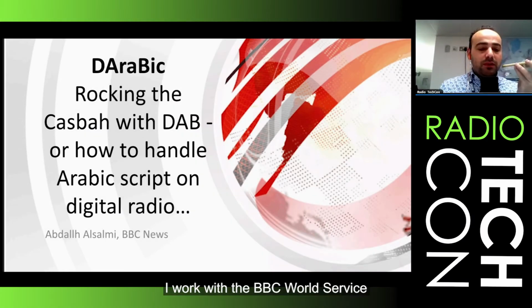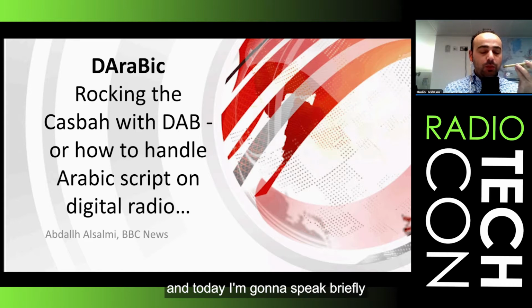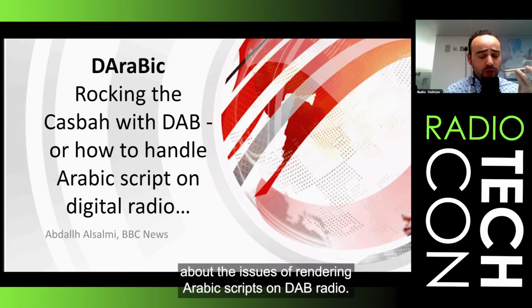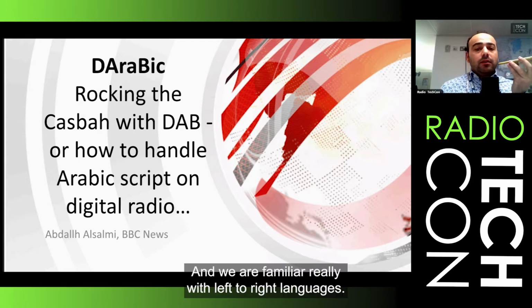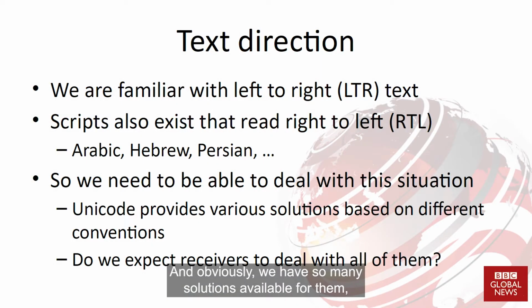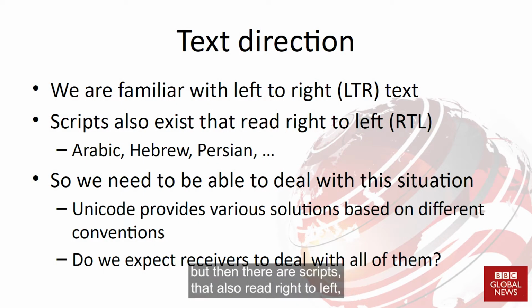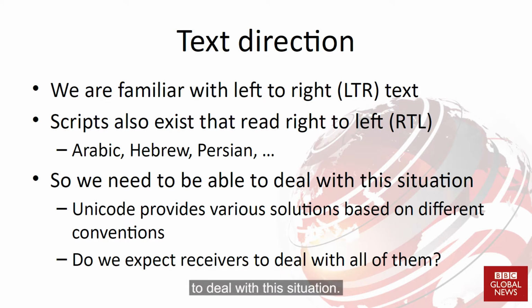I work with the BBC World Service, and today I'm going to speak briefly about the issues of rendering Arabic script on DAB radio. We are familiar with left to right languages, and obviously we have so many solutions available for them. But there are scripts that are also read right to left, such as Arabic, Hebrew, Persian, and Urdu. So we realize that we need to be able to deal with the situation.